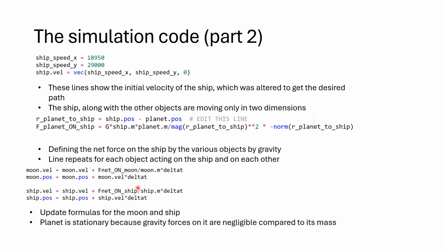And then this is the important part, which is updating the velocity and the position, which then get plugged back into here. This is an iterative process over this delta t time step. So yeah, and the planet is stationary, therefore the velocity and position are not changing because, for all intents and purposes, there's no forces acting on it because the gravity force that the ship or the moon are going to act on it is very negligible compared to its large mass.